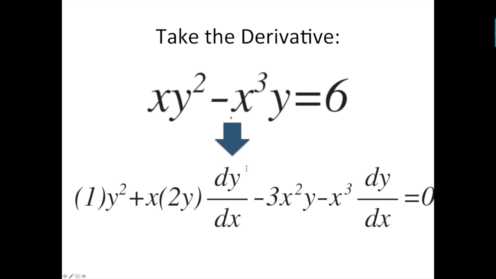I'm going to do the same thing over here with the x to the third times y. Here I've taken the derivative of x to the third, which gives me 3x to the second, and I multiply that by y. Then I take the derivative of y, which is really just dy over dx, and multiply that by x to the third. That's really not too bad, just using the product rule. When it comes to taking the derivative of 6, it's just like any other constant. When we take the derivative of a constant, we just get 0. Very easy from that standpoint.